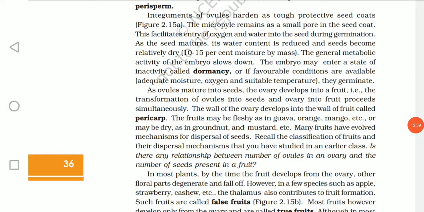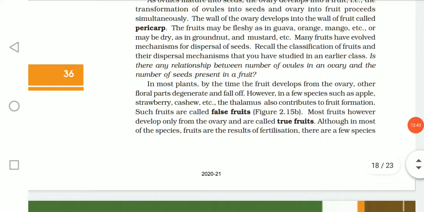So there are many fruits which have evolved by the mechanism of seed dispersal. Now, there are two kinds of fruits that might be formed. One is false fruit and one is true fruit. If the thalamus is forming the fruit, then it is the false fruit, and if the fruit comes from the ovary, then it is known as the true fruit.